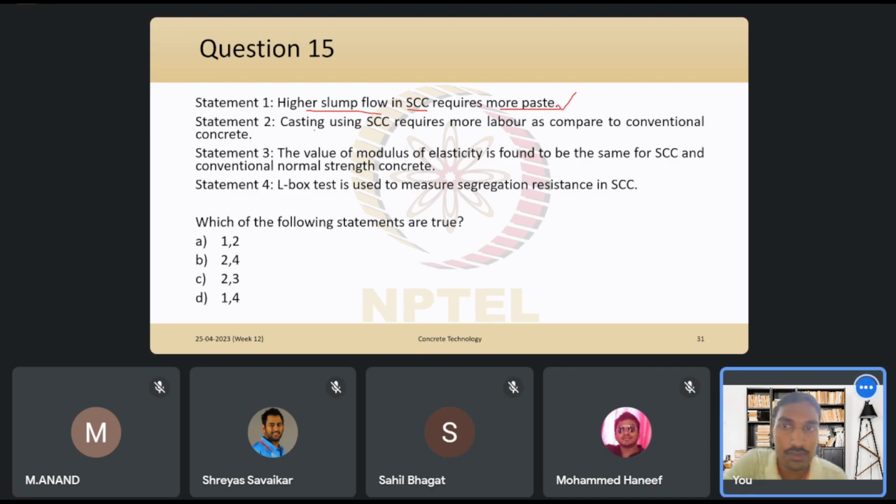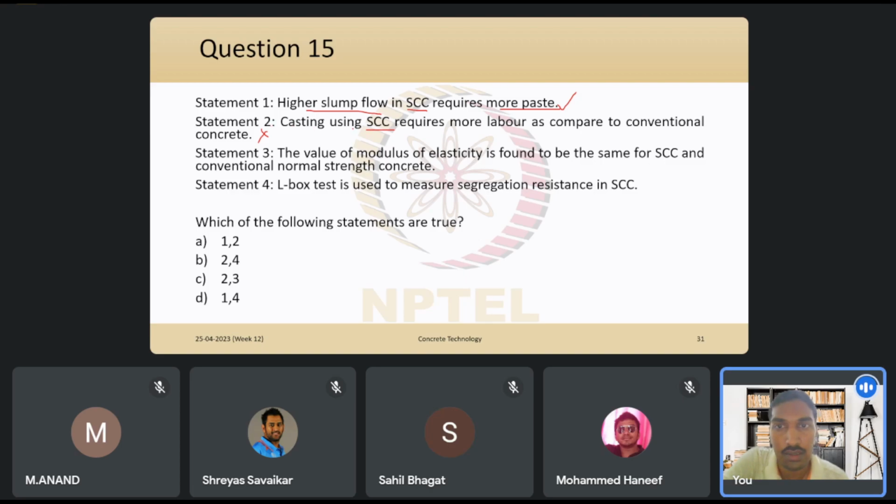Statement 2 is: casting using SCC requires more labor as compared to conventional concrete. So this statement is incorrect. Why? As the name suggests, SCC stands for self-compacting concrete, which means that you don't need any external compaction to be performed. That is the idea of using SCC in the first place. It will fill your formwork by itself.